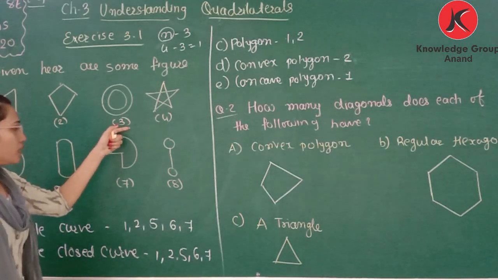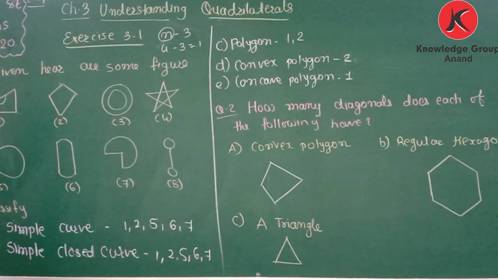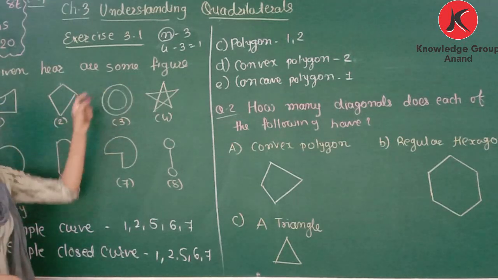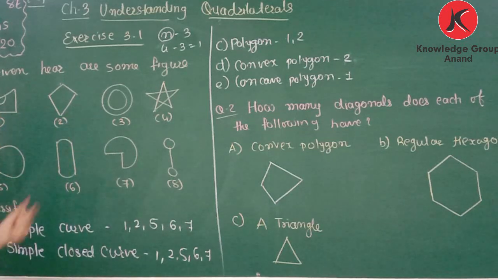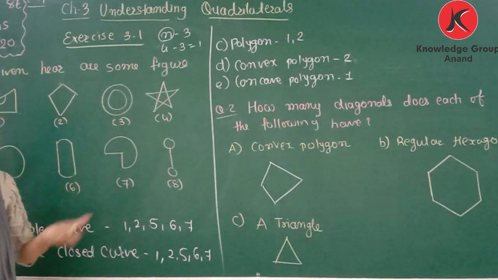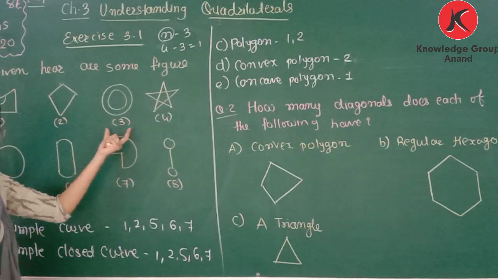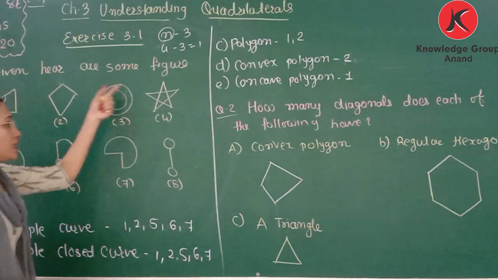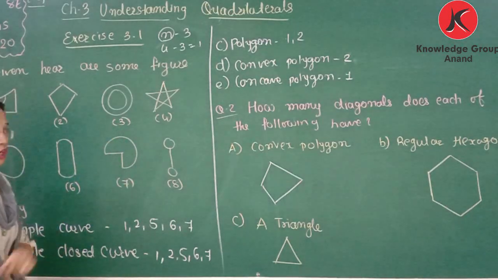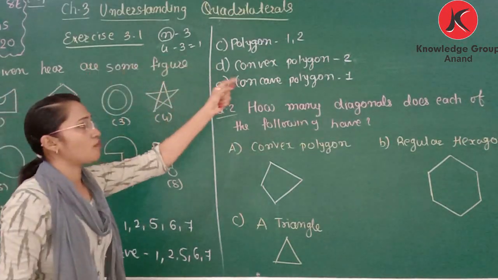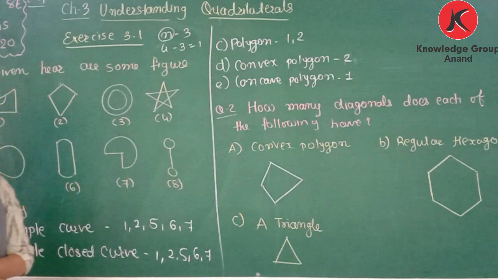Now third figure. It is not closed. You cannot consider it as a simple curve. It is also not simple closed curve because if it is not simple, then it can't be a simple closed curve. That's why it is not simple curve, simple closed curve. It is also not polygon. It is not convex and concave. Since it is not a polygon, it cannot be classified as concave or convex polygon.